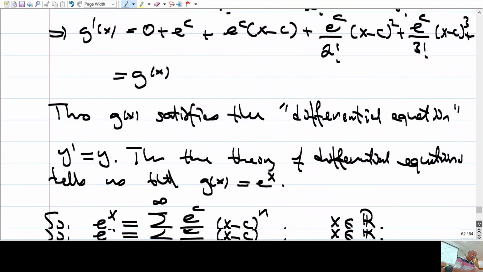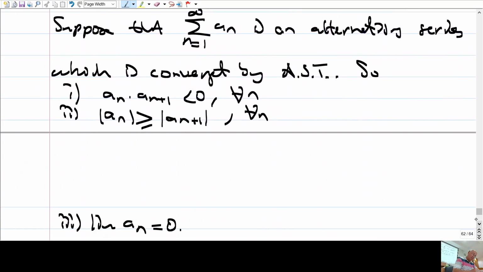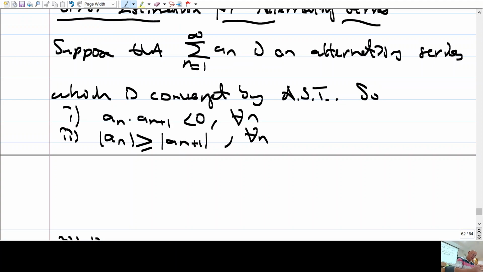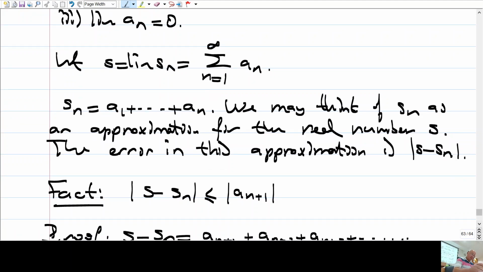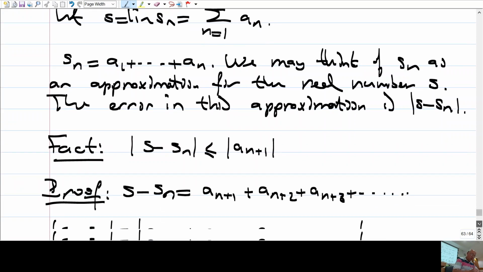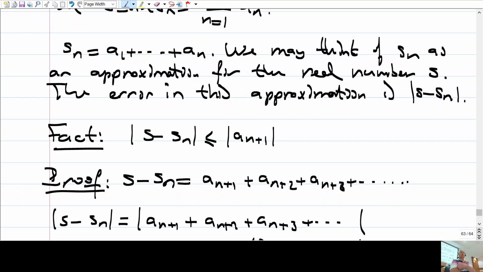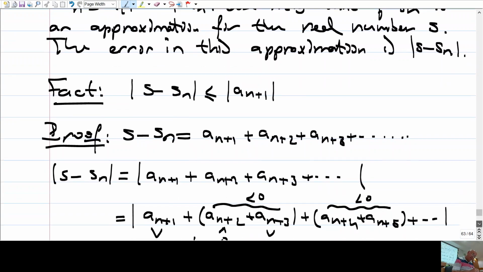The error estimate was as follows. If you have an alternating series which satisfies the conditions of the alternating series test, suppose S is the sum of all the terms and Sn is the nth partial sum. So if I take this as an approximation for the whole sum, the error is S minus Sn in absolute value. And we showed that this error is at most the n plus first term of the series. Okay.